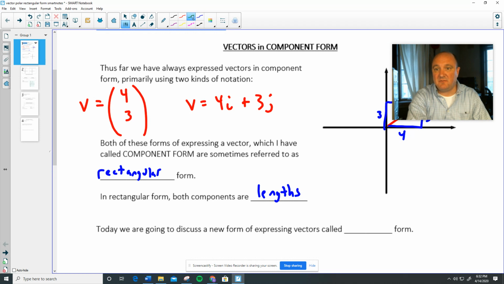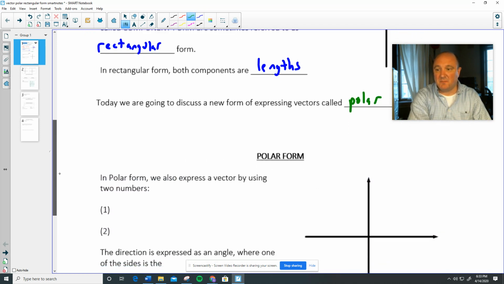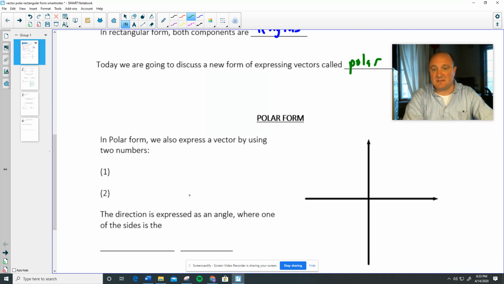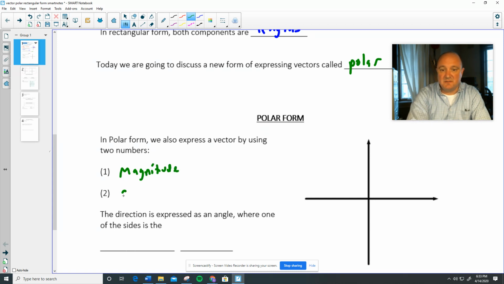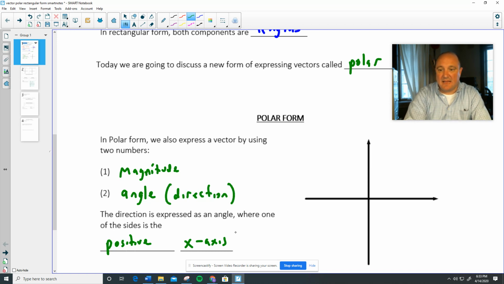Today we're going to talk about a new kind of vector form called polar form. Polar form does not use two lengths. Instead, polar form uses a magnitude. So one of them is a distance or length, but it also expresses the vector with an angle. The direction is expressed as an angle where one of the sides is the positive x-axis. So let's see what I mean by that.